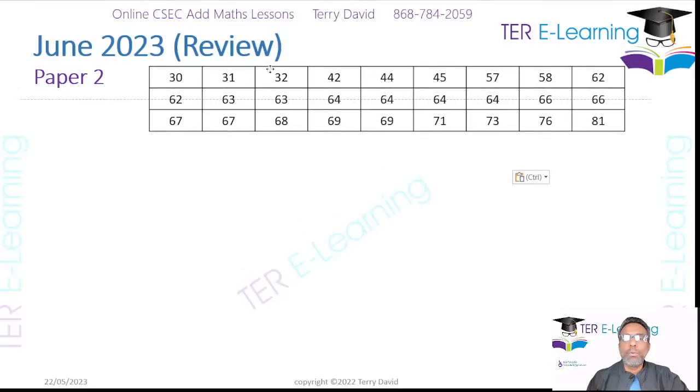All right, now we have some data here and we want to draw a stem and leaf diagram, right? Now you see, if CSEC gives us the data mixed up, that is going to be a little problematic. What I've done here, I have the data in ascending order to make our life easier. Even if the data was mixed up, what you need to do is to find the smallest data. The smallest data in my table here is 30. The largest data in my table here is 81.